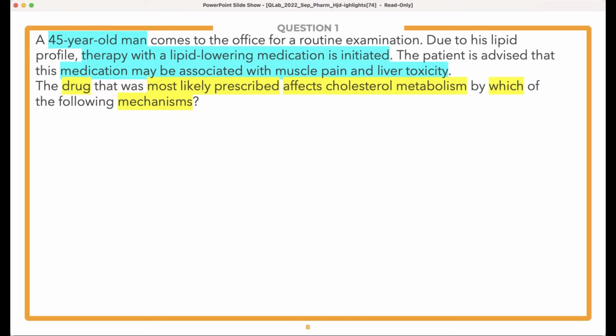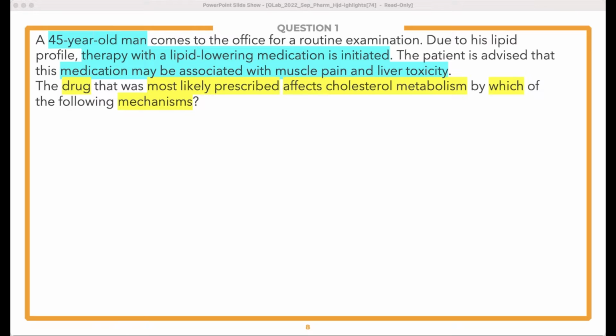So we see here that this is a 45-year-old man. Okay, so you want to make note of those demographics right off the bat. A lot of times that'll clue you in as to what's going on with the question and what kind of things to start thinking about, so you don't want to miss that. Now in this case, they give us a couple other clues: that therapy with a certain type of medication is started, and they tell us about some side effects of that medication. So obviously you can see where this question is going. The question is asking about the drug and how it affects cholesterol metabolism mechanistically, okay?